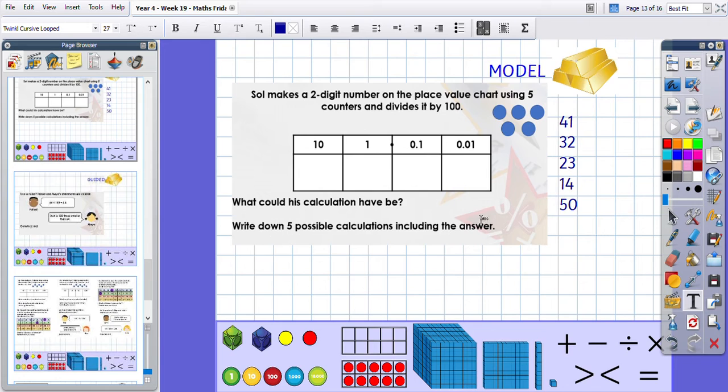So I've thought of 5 2-digit numbers that I can make with 5 counters. And now I need to show the calculation each time. So if I divided each of these numbers by 100, what would the answer be? So I'd have 0.41, 0.32, 0.23, 0.14 and 0.5, or 0.50 because you've got your placeholder at the end. Okay, so if I divided each of these numbers by 100, this would be the answer.